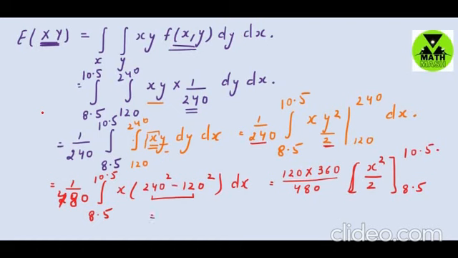The calculations are quite complex, but still, simplifying gives 12 fours are 48, and this is equal to 90. So this one is 90.